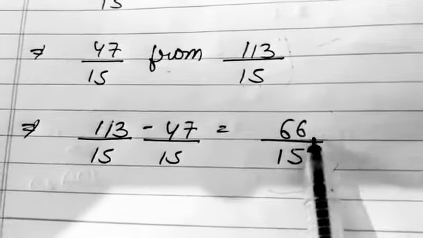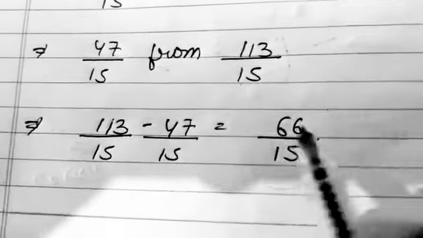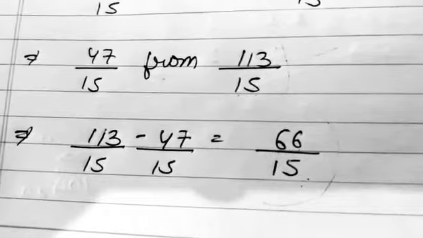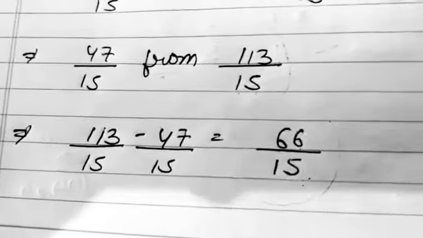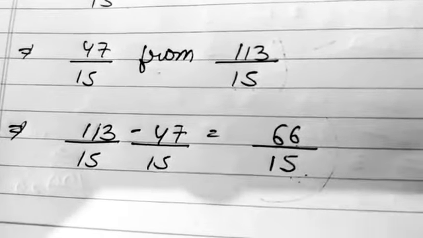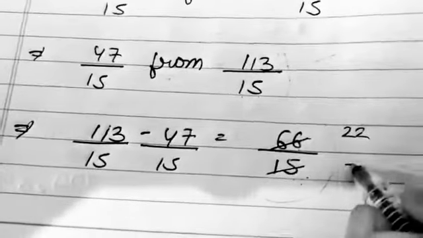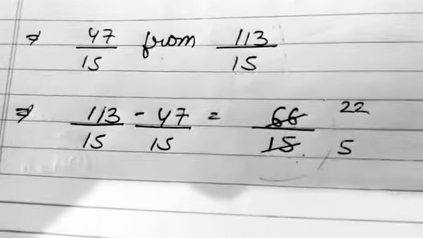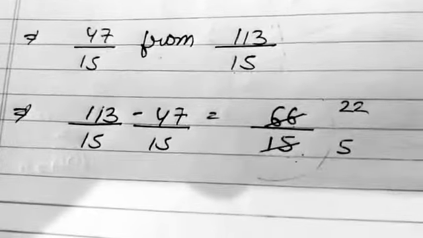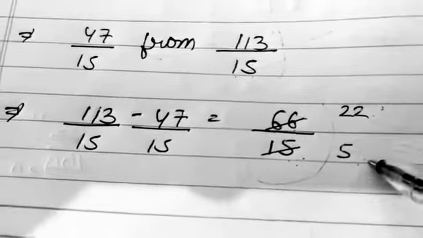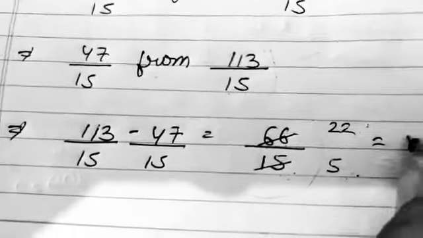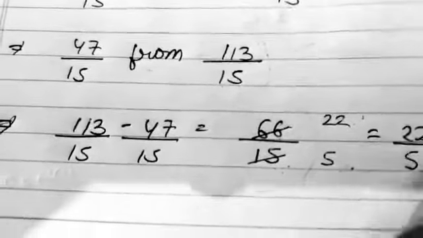So when you see this number, this can go by 3, as 6 plus 6 is 12. So that can go by 3. And 1 plus 5 is what? 6. So this will be 2 and this will be 5. Now just see, can this number be divided again? No, it's not divided again. That means your answer is 22 by 5.